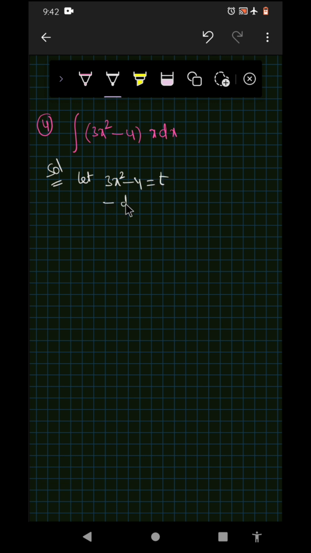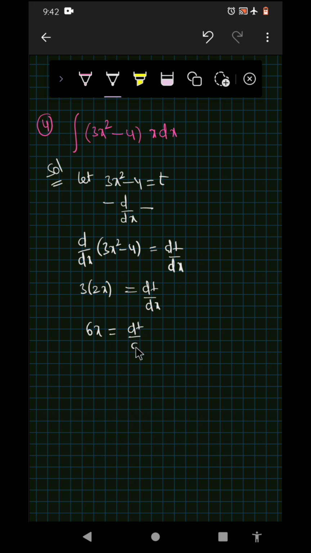So now take the derivative on both sides with respect to x. Apply d by dx on both sides. We get d by dx of 3x square minus 4 is equal to dt by dx. Now d by dx of 3x square, with that 3 into d by dx of x square, we get 2x, and d by dx of minus 4 is 0 only. We get dt by dx. So now 3 into 2 is 6, so 6x is equal to dt by dx.